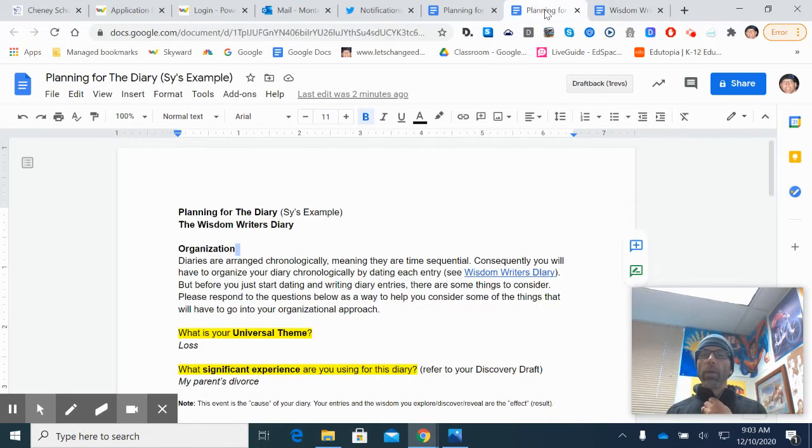As I said a moment ago, we're going to continue to go back to what we're trying to accomplish here, and I'll show you that in just a moment. Today is really about thinking about how we're going to organize our diary in terms of chronology and number. Diaries are arranged chronologically. There has to be a time sequence to it.